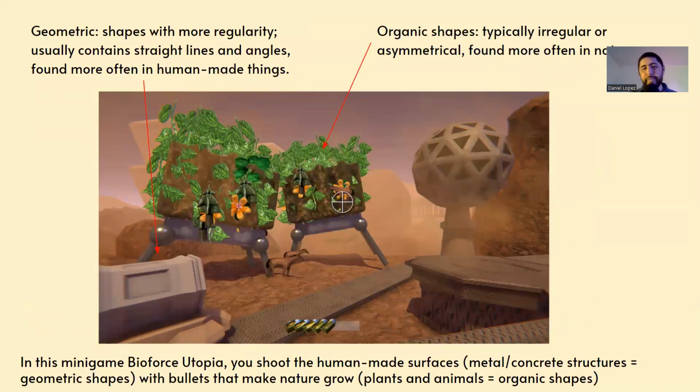Here's an example from a game. You're in a robot environment, a very mechanical environment that's man-made and has all of these right angles. And then you have a gun that shoots plants. So what you're trying to do is make this place have more plants, more organic life. So you shoot these and these plants come out, right? And you can see the contrast between these square robot things and the irregular, organic shape of the leaves.